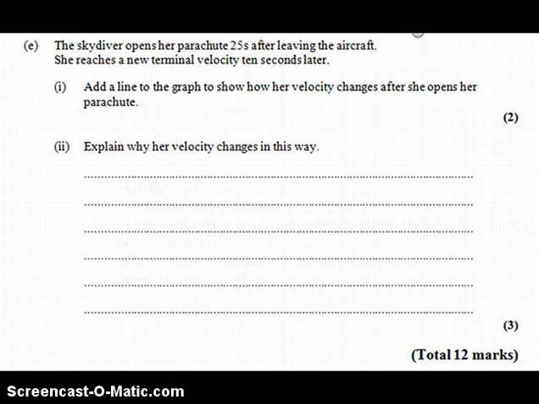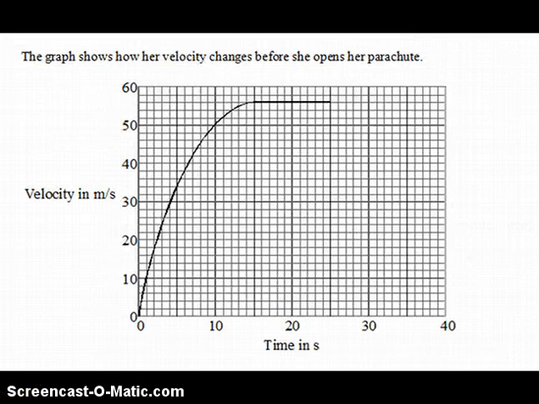And for part E of the question, it's asking you to add a line to the graph to show how her velocity changes as she opens her parachute. So she opens her parachute and the velocity is instantly going to decrease. So on the graph we're showing the velocity going down quite rapidly, but then the rate of decrease declines until she reaches a new lower terminal velocity. So although my sketch is very rough, you can see a decrease in velocity and then you can see that levelling off.